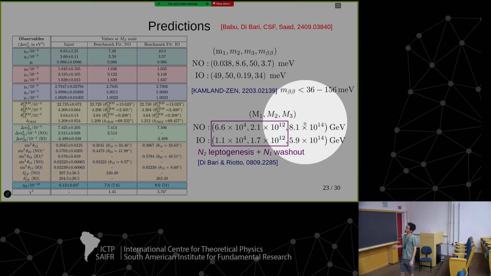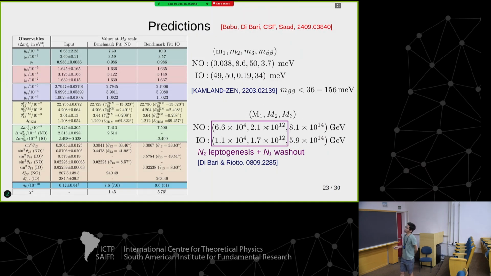So we have the heaviest one is very heavy. The intermediate one is 10^12 GeV. The lightest one is about 10 TeV. So it's still too heavy to be produced. Besides, the Yukawa is small, so the mass scale is very high.